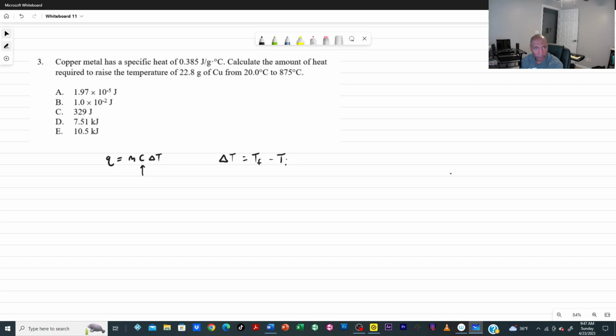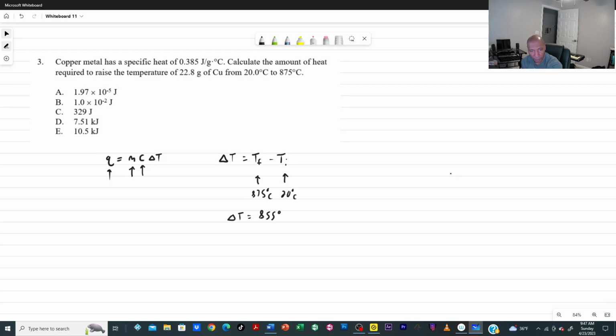Now, of course, they tell us what the specific heat is. It's 0.385 joules per gram per degree Celsius. That's C right here. That C is the specific heat, and they want us to calculate the amount of heat required. So that's Q. So we're going to try to find Q. They give us the mass of 22.8 grams, and they give us the change in temperature. So T final is 875 degrees, and T initial is 20 degrees Celsius.